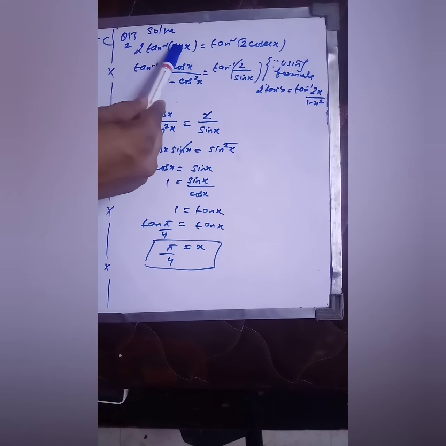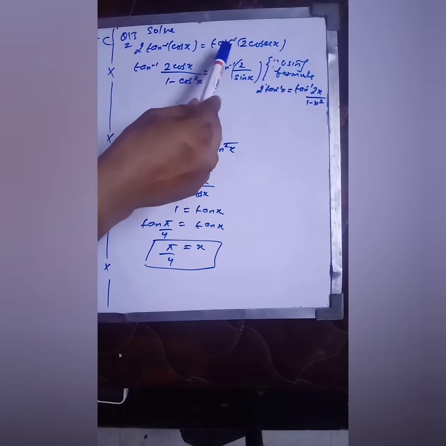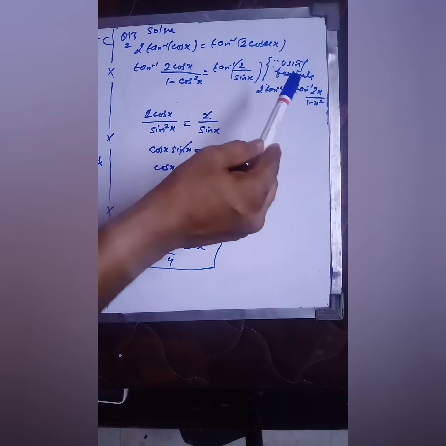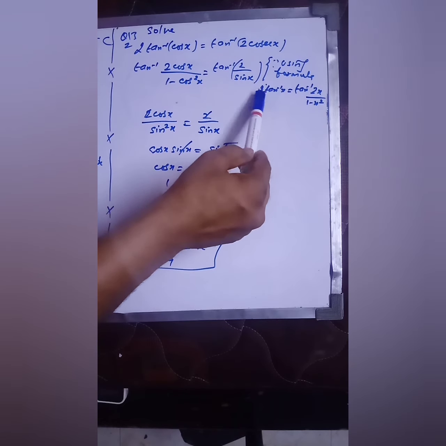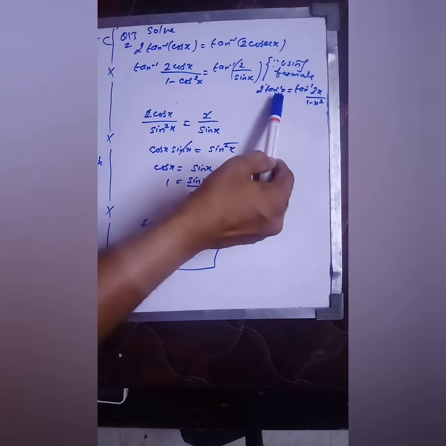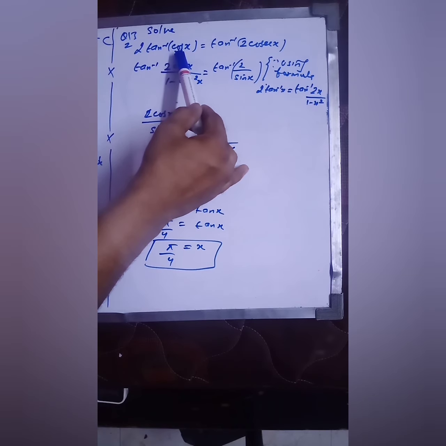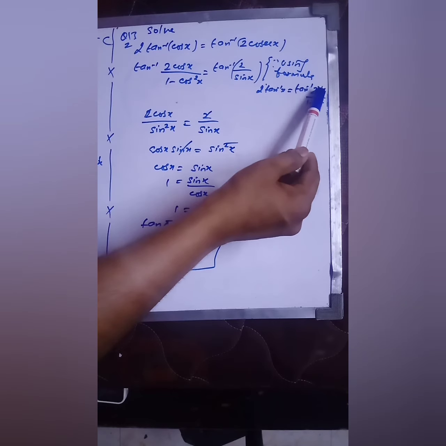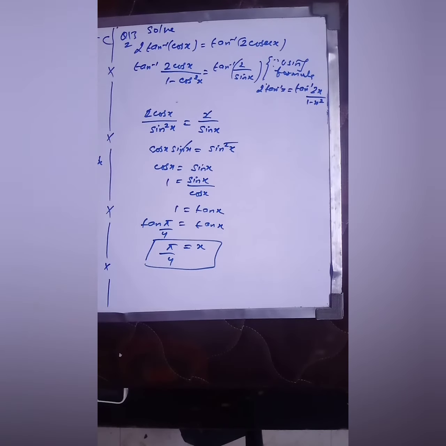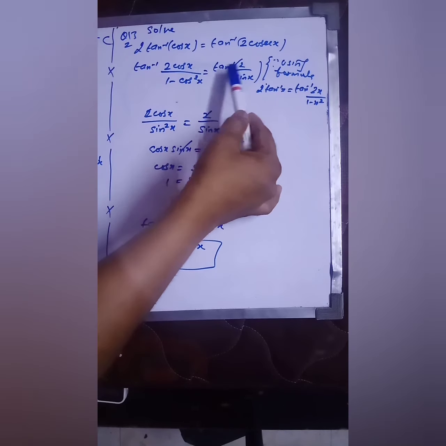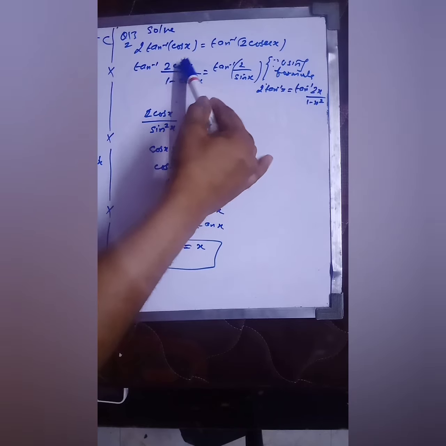This is your 2 tan inverse cos x, that is equal to tan inverse 2 cosec x. Okay, so here we have a formula. I think you have done this formula. 2 tan inverse x, that is equal to tan inverse 2x upon 1 minus x square. If you compare this with this, your x would be cos x. Okay, so your formula will be tan inverse 2x, and here we just have to replace x with cos x.